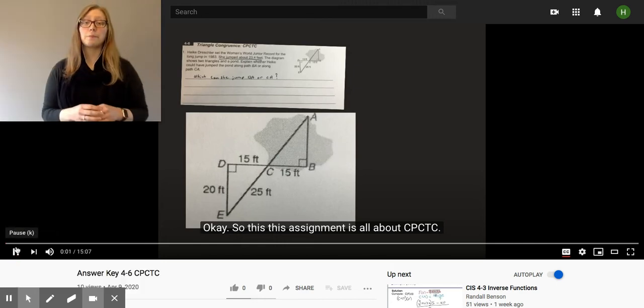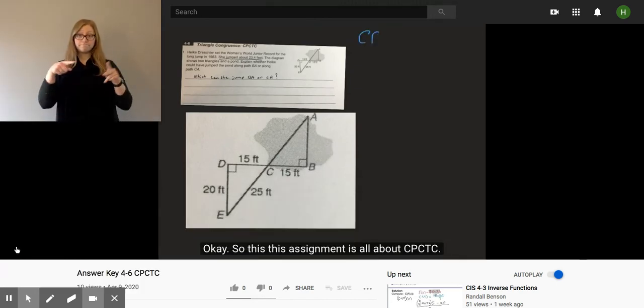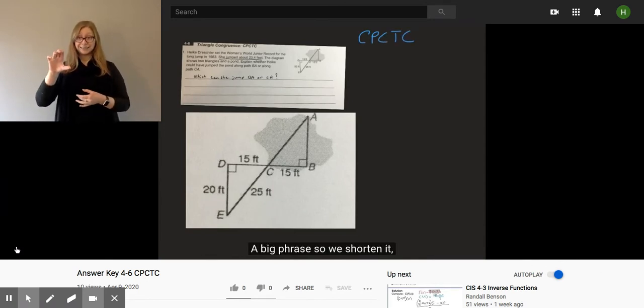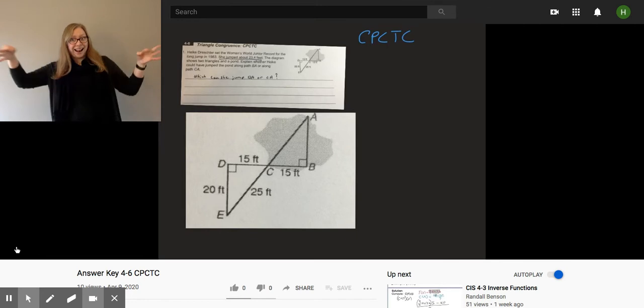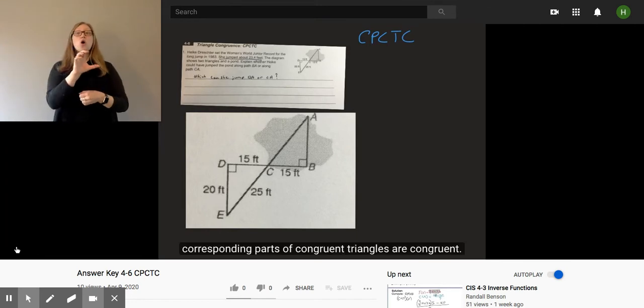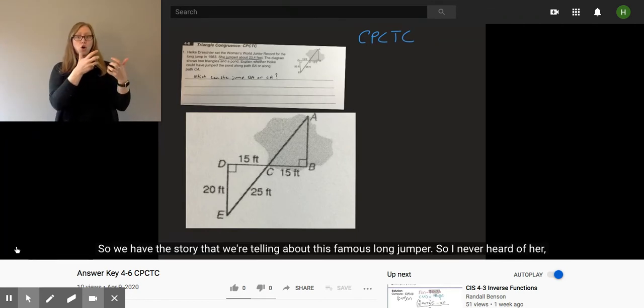Okay, so this assignment is all about CPCTC. A big phrase, so we shorten it: corresponding parts of congruent triangles are congruent. So we have this story that we're telling about this famous long jumper.